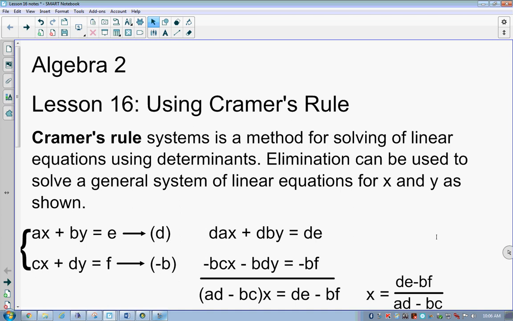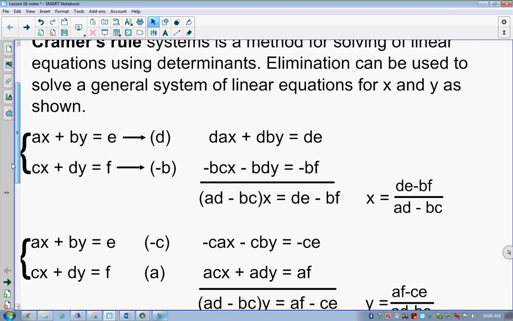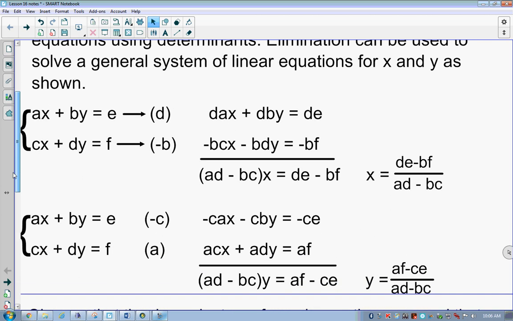Let me explain what's going on here, because it looks really complicated. They give it to me algebraically. They say if I have an equation ax plus by equals e, we could plug in numbers for a, b, and e. And then we have another equation, cx plus dy equals f. I would plug in different numbers for c, d, and f.